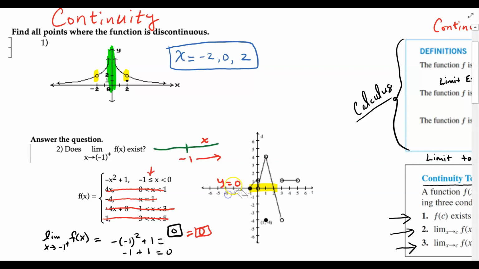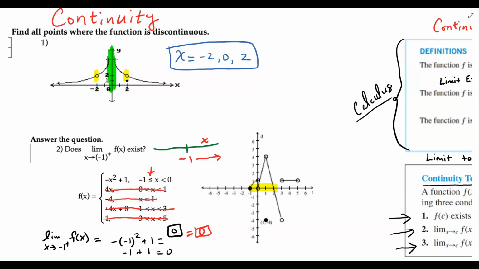But I'm going to point out an interesting thing. What happens when I approach -1 from the left? Well, the graph doesn't even exist to the left of -1. So the left-hand limit at -1 actually does not exist. That is very important to note when you're looking at this problem. Okay? So we're going to take a look at one more example to go along with this.